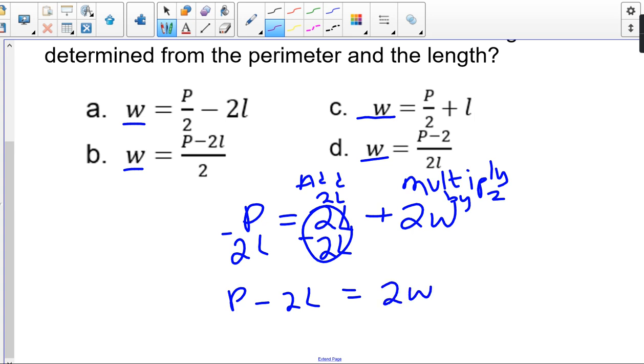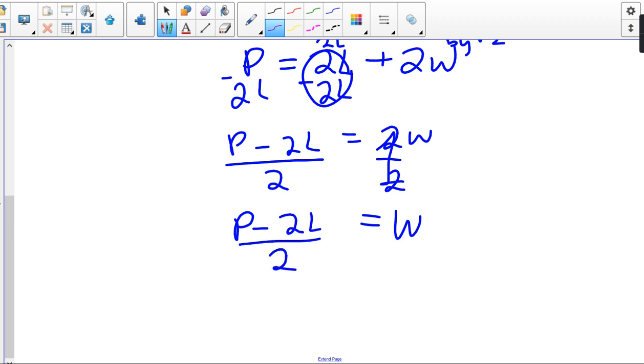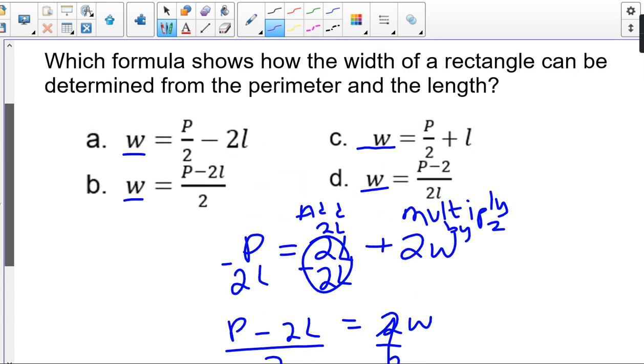Now I want to do the opposite of multiply by 2, so I'm going to divide by 2. 2 divided by 2 is 1, so I'm just left with my 1W that I was looking for. Divide by 2 on the other side, we have P minus 2L divided by 2. I know some of you will want to simplify this, P divided by 2 and negative 2L divided by 2, and that's amazing. But if you look at the multiple choice, they didn't simplify it.